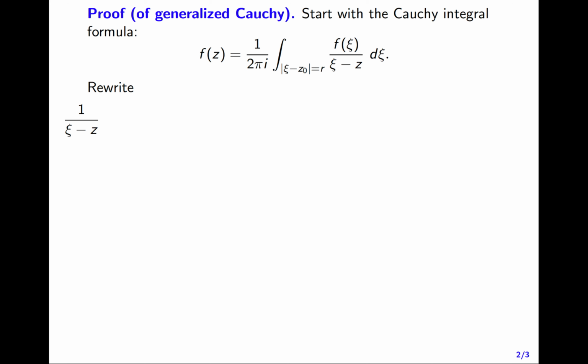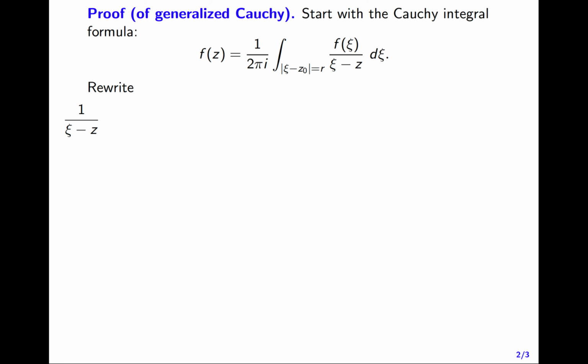We'll start with the regular Cauchy integral formula, which tells us that f of z is equal to 1 over 2 pi i times the integral over |ζ minus z0| equals r of f of ζ divided by ζ minus z. And here z is a point inside this circle centered at z0 of radius r, with the whole ball being contained in our original set D. Look at the integrand. It's f of ζ divided by ζ minus z.